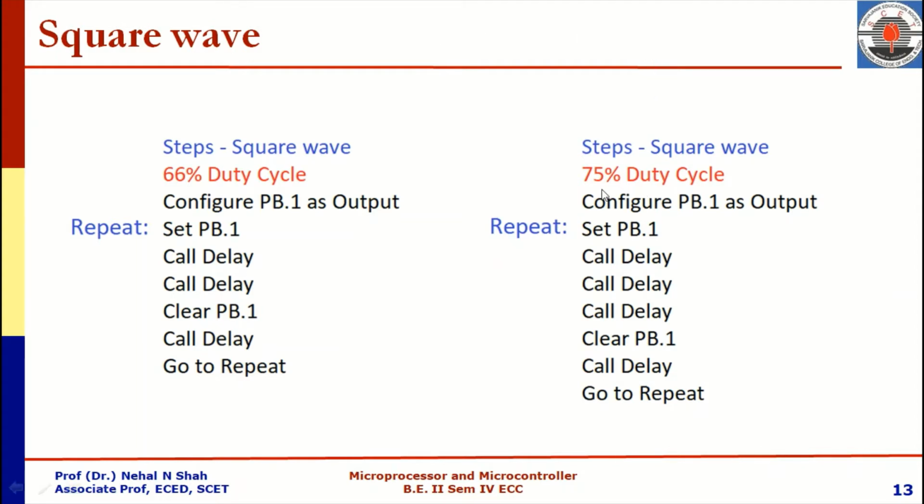In case of 75% duty cycle, we can apply same logic. But over here, after setting bit, we can call delay 3 times. So, that is the 75% of the waveform. And afterwards, we can clear bit and we can call delay once. So, that is the 25% of the waveform. So, this way, we can apply delay routine different amount of times to generate different types of duty cycle.